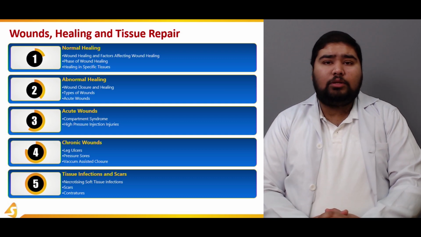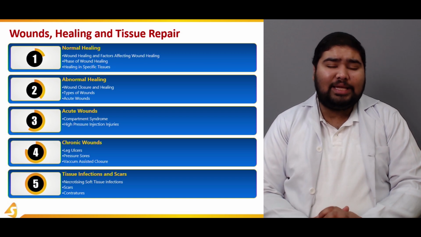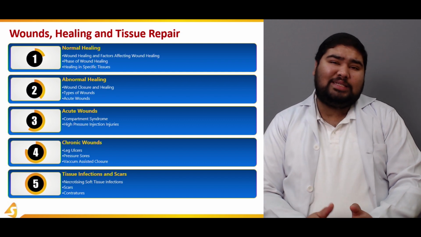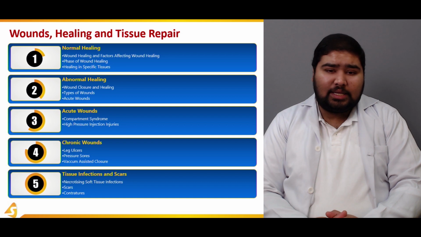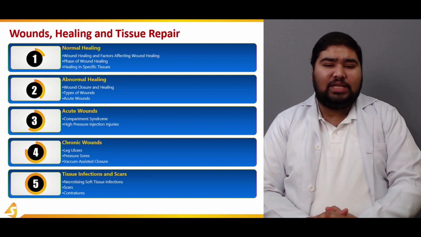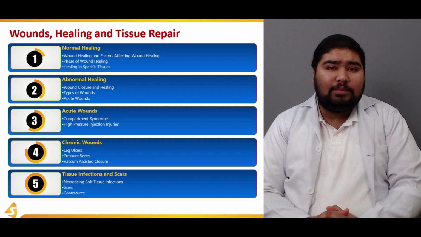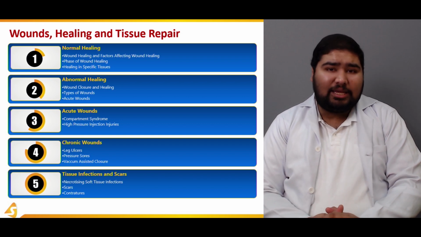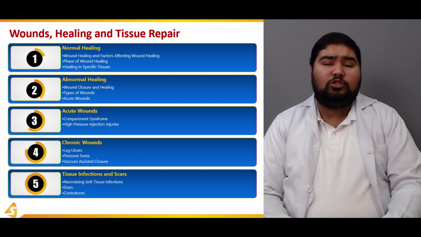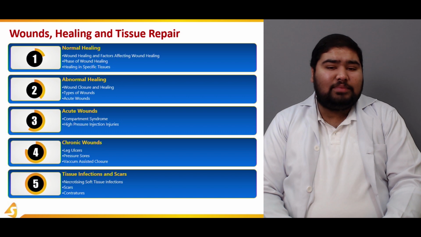Again, we'll talk about the processes that are activated when a wound occurs in the body, but this time these processes would not be able to complete themselves. We'll see what abnormality occurs in these processes. We'll talk about wound closure and wound healing. We'll talk about the types of wounds. What are the various types of wound based on their injuries, based on their types. Then we'll talk about the acute wounds themselves.